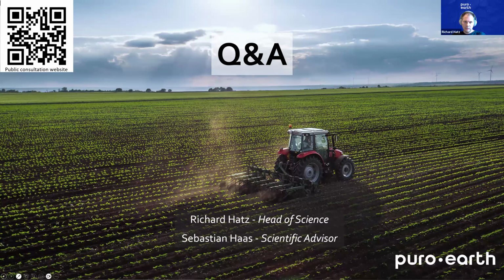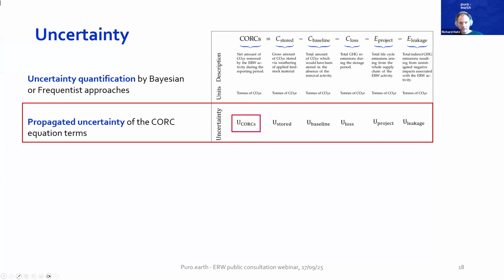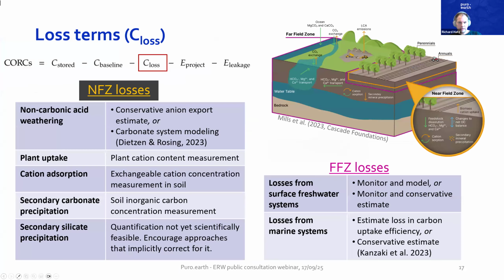I can answer that. So indeed, there are 7 different kinds of losses in the methodology, 5 in the near field zone and 2 in the far field zone. And now usually I would say that perhaps the biggest loss term would result from the far field zone losses, so the losses from the ocean and the surface water systems.